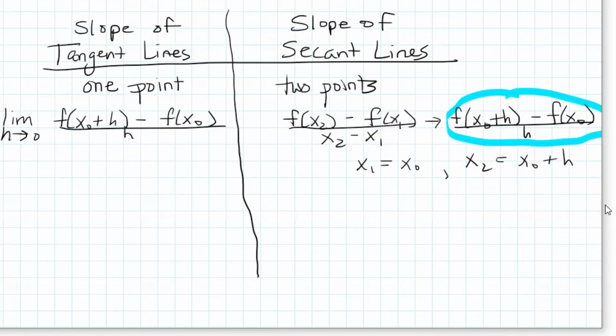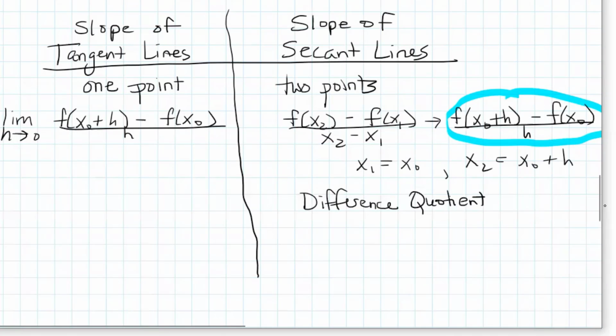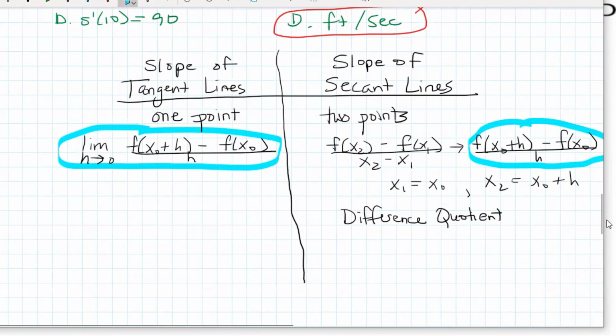So the slope of a secant line you can associate with the difference quotient. It's just another formula for slope between 2 points. And then this is called the limit of the difference quotient, and that gives you the slope at a particular point.